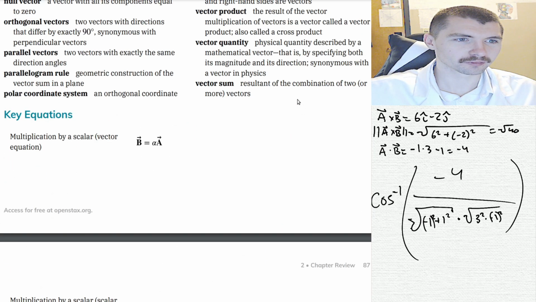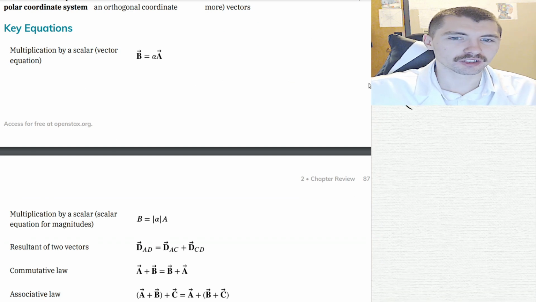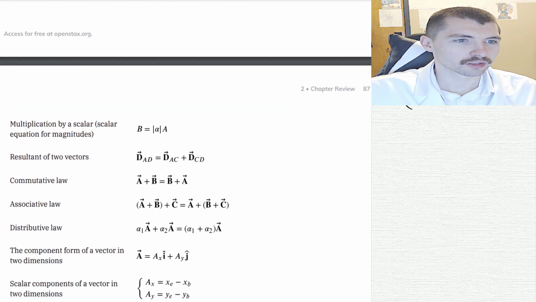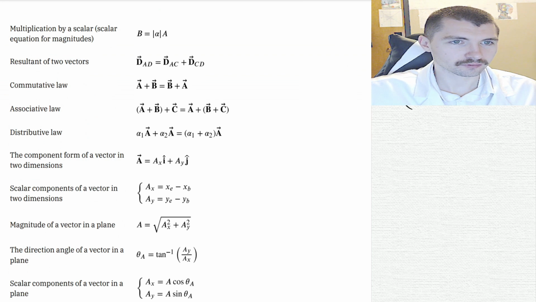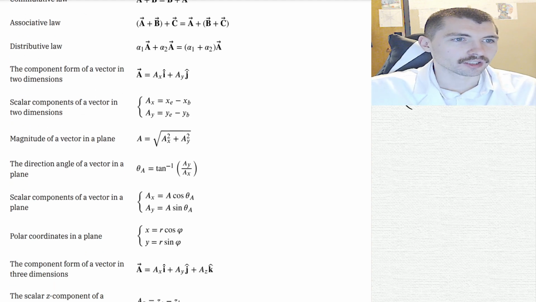So, key equations. I think this is the end of the chapter. Then there's probably going to be questions, but we can review these key equations, and then next video we can start the homework questions. So, multiplication by a scalar. All right, the components.